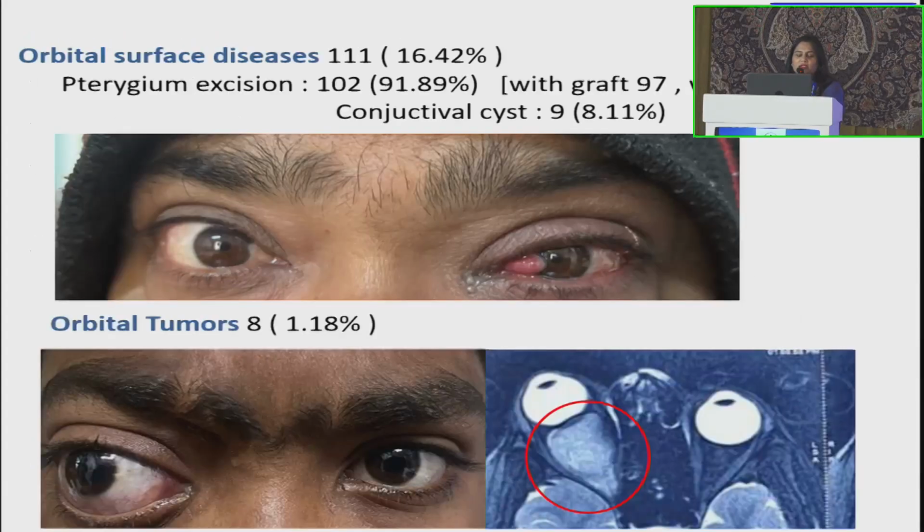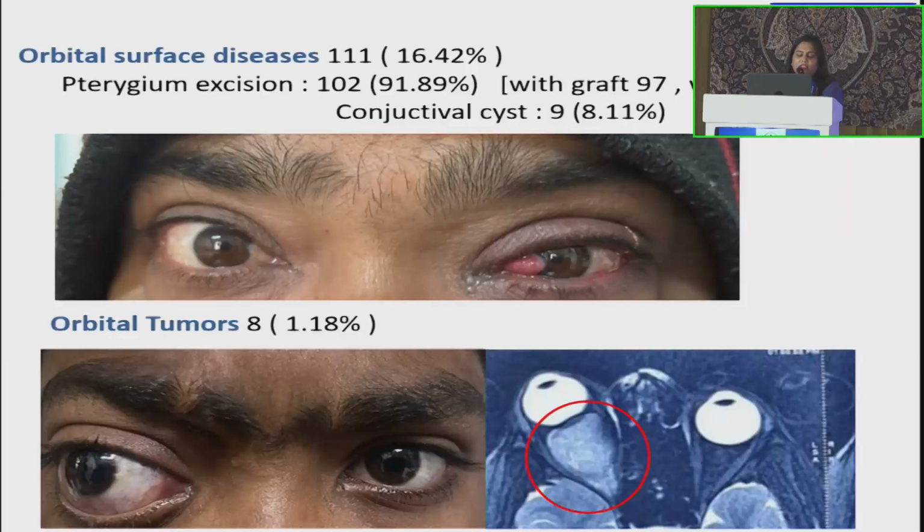For the ocular surface disease, there were a total of 111 patients. Pterygium surgery was done in a total of 102, of which 97 were with graft and 5 were without graft. Conjunctival cysts were noted in 9 patients. For the orbital tumors, a total of 8 patients were noted.